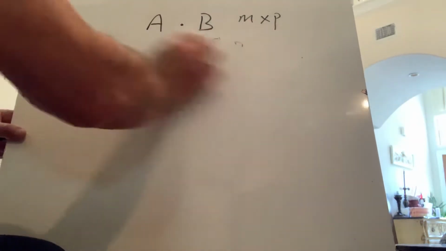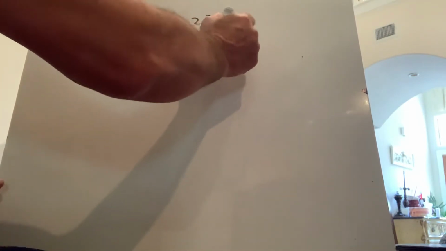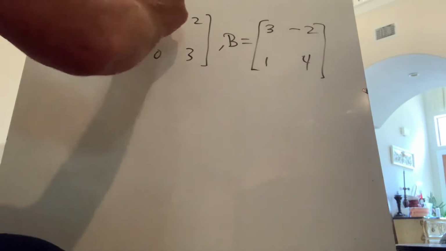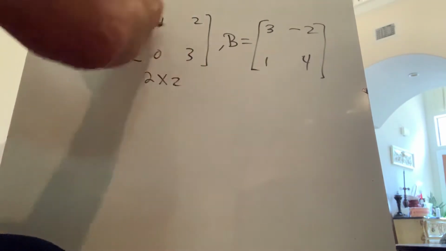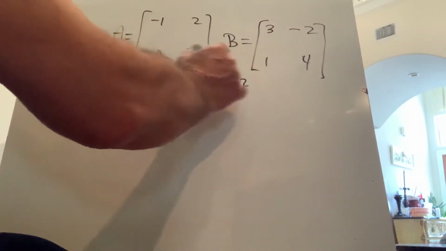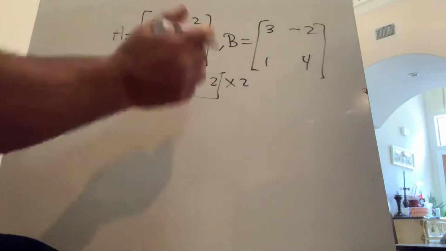Okay, let me see if I can do a quick example, because I think she wanted to see an example of a matrix multiplication. So I'm just going to do a 2 by 2. Let's suppose matrix A is negative 1, 2, 0, 3. Let's suppose the matrix B is 3, negative 2, 1, 4. So first of all, it is possible because matrix A is 2 by 2. You have 2 rows, 2 columns, and also matrix B is 2 by 2. So as we said, those two outside numbers don't matter, but these two in the middle must be the same.